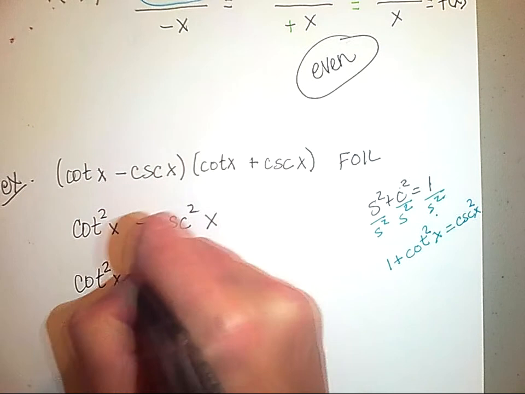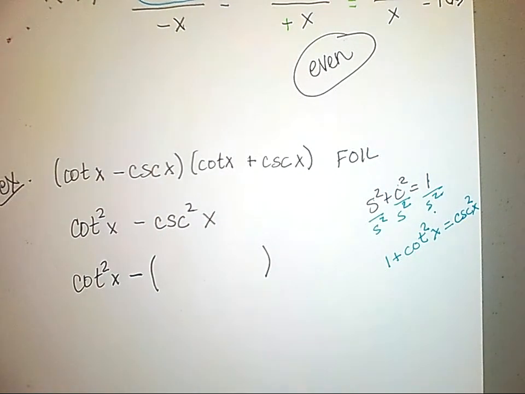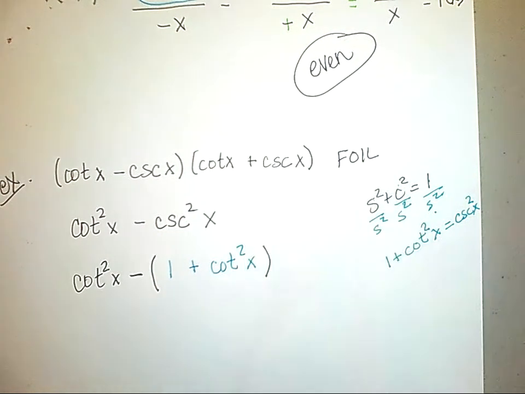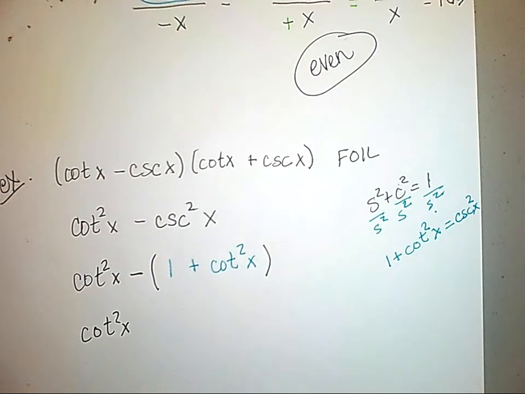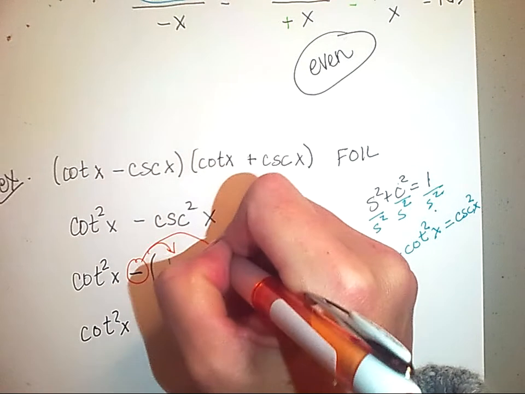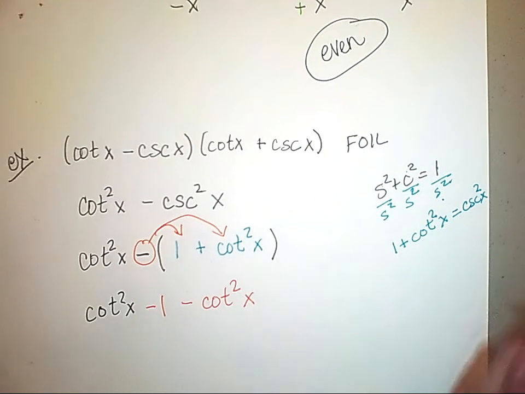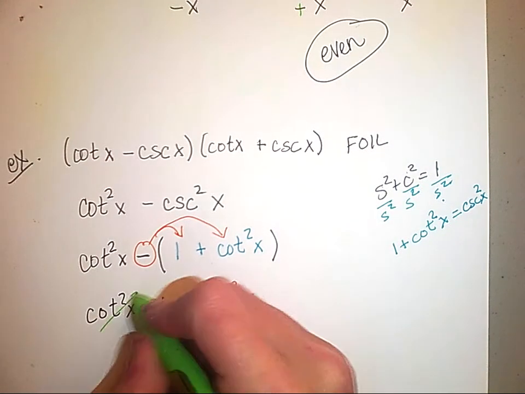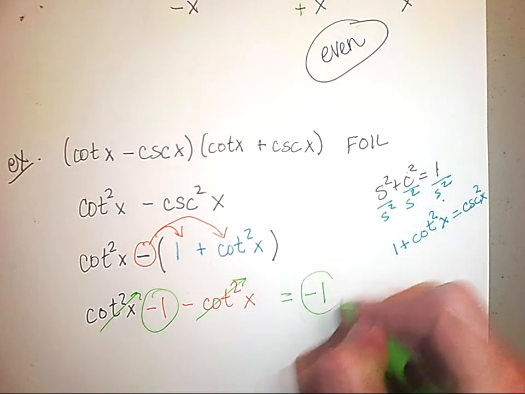Alright, so let's put that in. Cotangent squared x, now minus, and then we're going to have to open up parentheses because I'm going to be subtracting off two different things: 1 plus cotangent squared. Now, we'll just bring the cotangent squared of x down, and remember to distribute that negative through to get minus 1 minus cotangent squared x. And now we can collect like terms, and so the cotangent squared minus the cotangent squared will go to 0, and we're simply left with a negative 1.